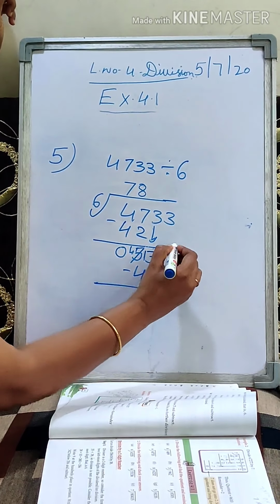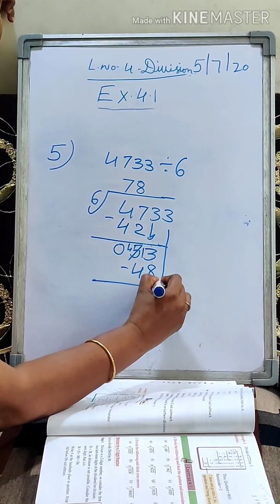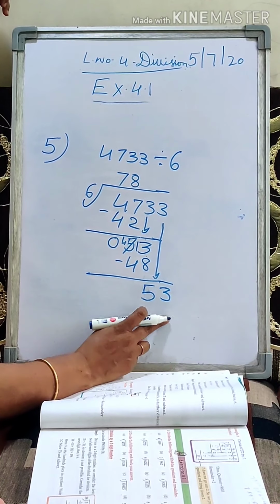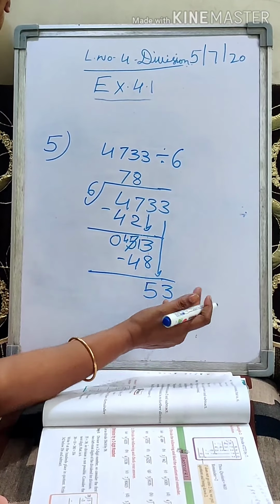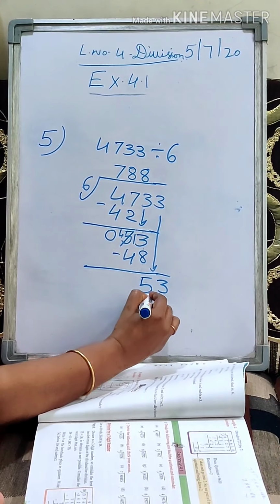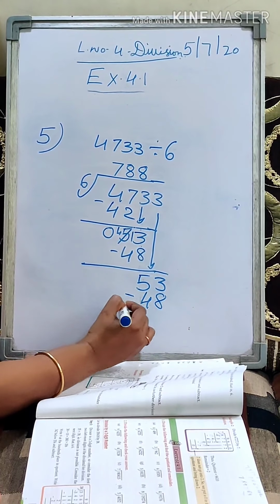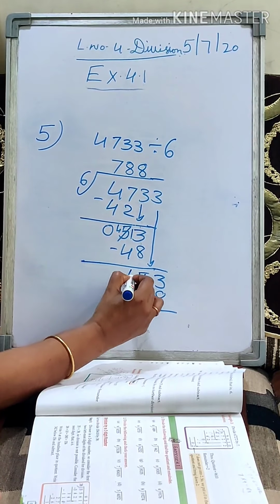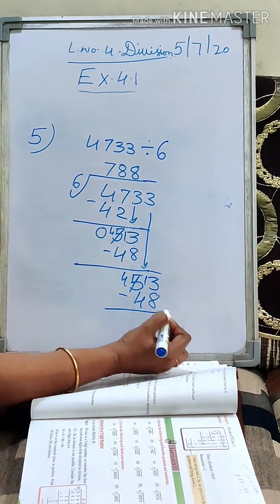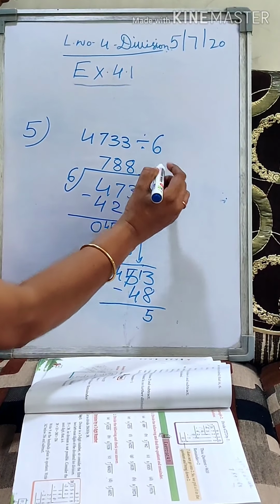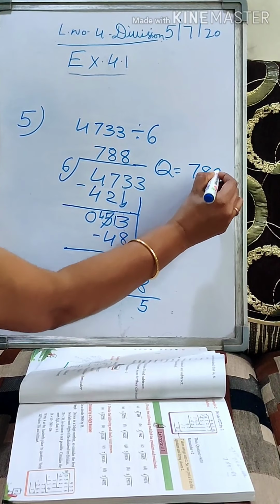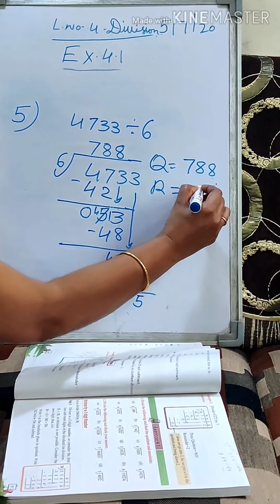Again a smaller number, then bring the next digit down, that is 3. Now it became 53 and we are going to take 6 eights are 48. Minus 8, 5. Our quotient is 788. Remainder is 5.